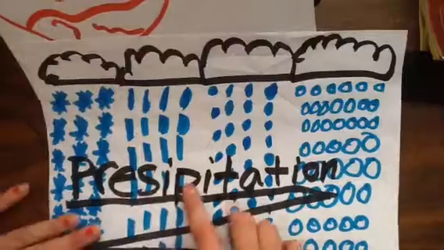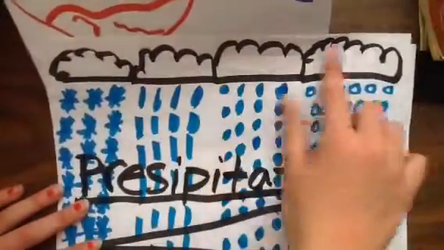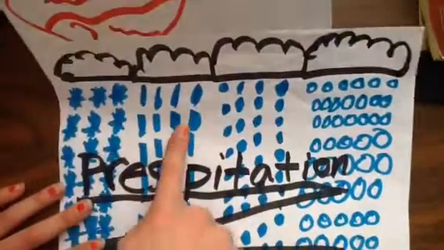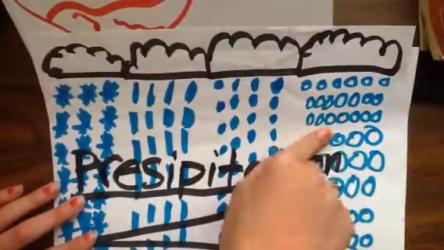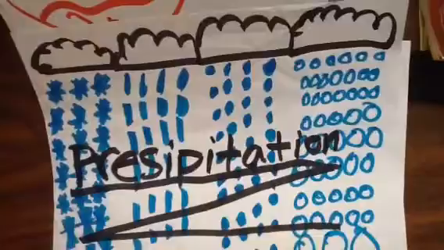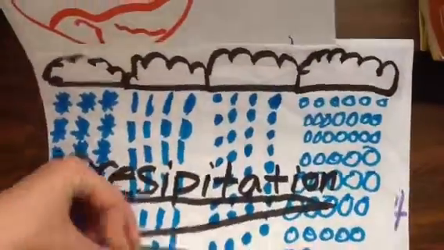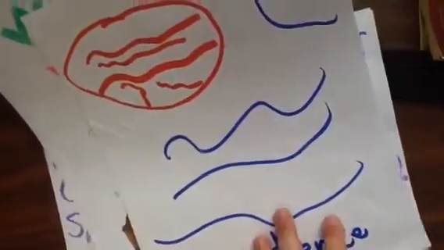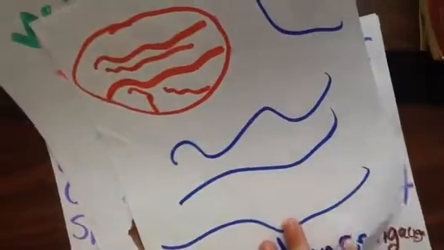Precipitation. Precipitation is anything that falls from clouds, so like snow, rain, hail, freezing rain. And hail and freezing rain are like the same, but people call it hail or freezing rain. And then here we have dense. Warm air is less dense than cold air. So warm air stays together more than cold air.